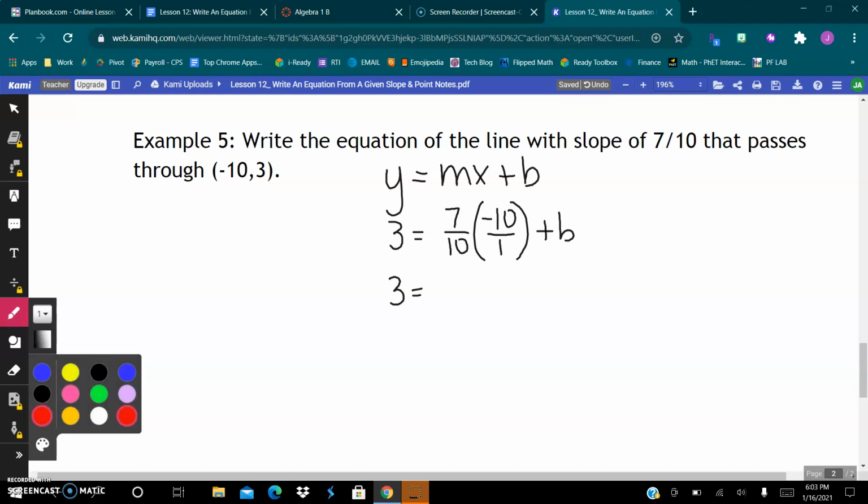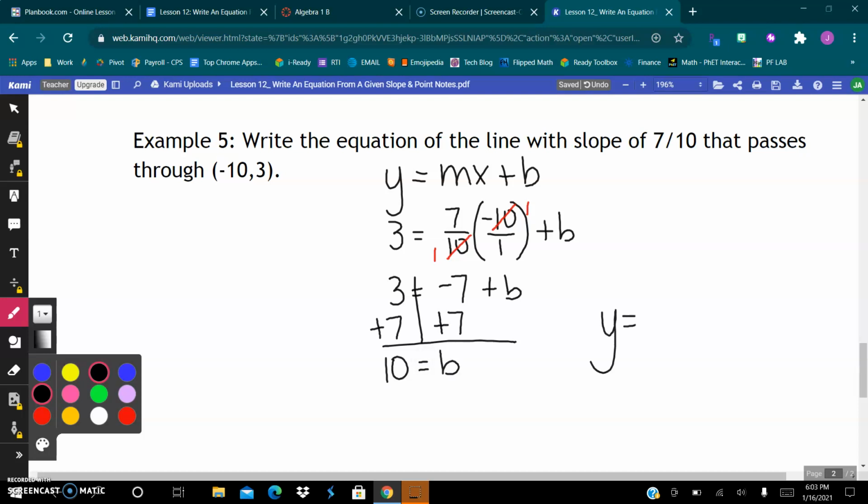Actually, let's reduce this before we multiply. So we have 10 and negative 10, so that would cancel out to be 1. Divide them both by 10. So that top is 7 times a negative 1, so that would be negative 7. And then 1 times 1 at the bottom would be 1, and negative 7 over 1 would leave us with -7. And then that's a -7, so to get rid of it, we would have to add 7 to both sides. So that would be 10 for our y-intercept. So our slope-intercept formula, 7/10 is our slope, and our y-intercept is a +10.